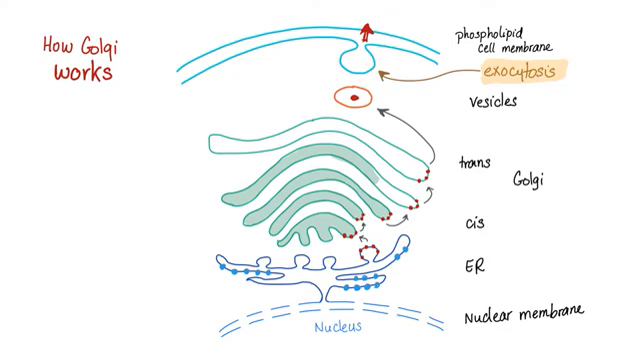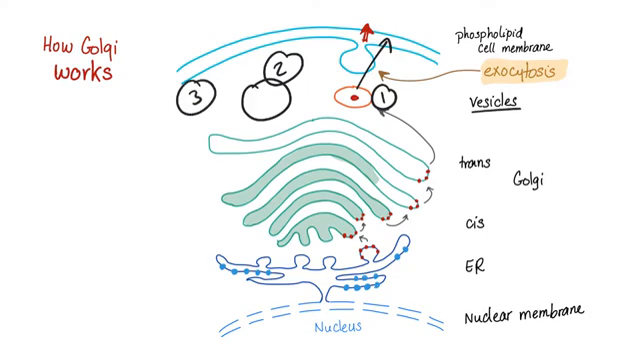So, 3 destinations. Either going outside through exocytosis, okay, or going into lysosomes, or going into cytoplasmic components. So here are the 3 destinations. Number 1, vesicles for exocytosis. Number 2, the famous lysosomes. And number 3, some cytoplasmic components.